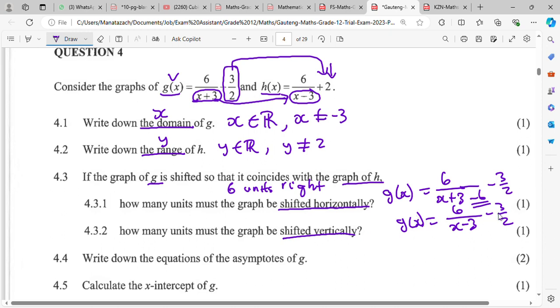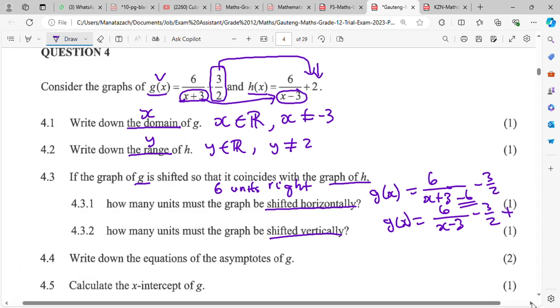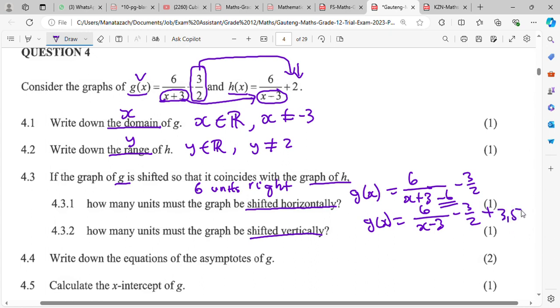So for instance, this is the g of x. If you add next to it 3,5, you'd get the graph of h of x, exactly h of x, because you have 6 divided by x minus 3 plus 2. Since we are adding 3,5, that means you are shifting the graph 3,5 units up, right? If you're adding, you're shifting up, and if you're subtracting on the y values, then you're shifting down.